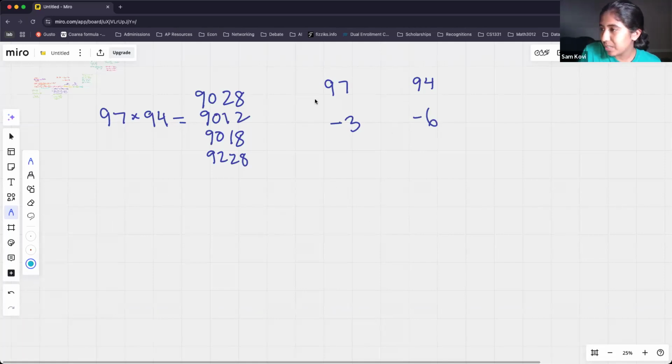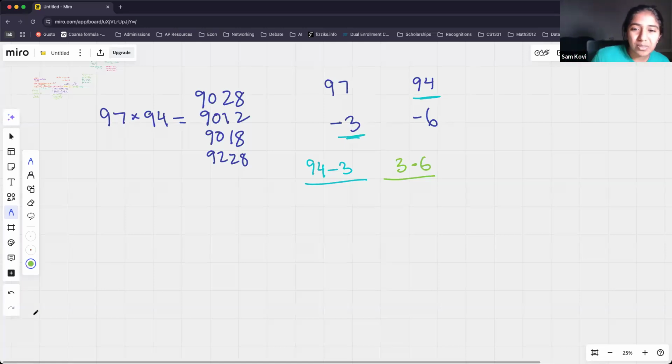So what we do is we subtract the difference from one number. I'll go ahead and pick a number. The difference from one number is -3, and we're going to subtract that from 94. So for the first two digits, you're going to do 94 minus 3. And then for the last two digits, I'm going to multiply my differences together. So this might seem kind of weird.